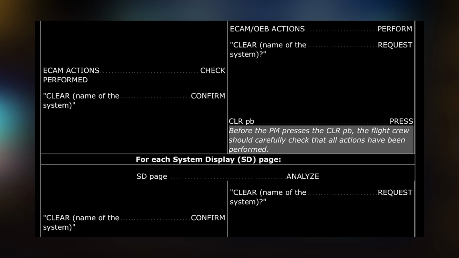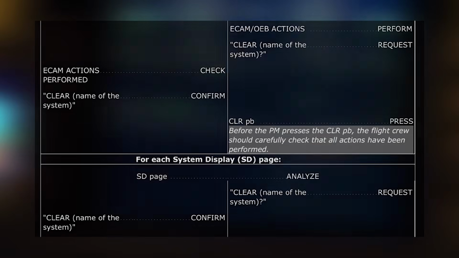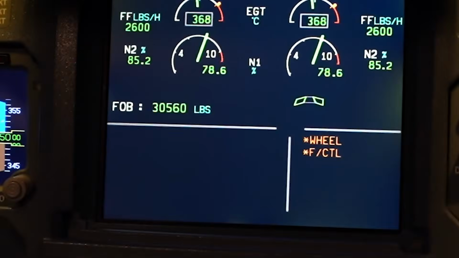In our example, the green system led to secondary failures that can be observed on the wheel and flight control page. Pilot monitoring completes an analysis of the secondary failures by interpreting those system display pages one by one.